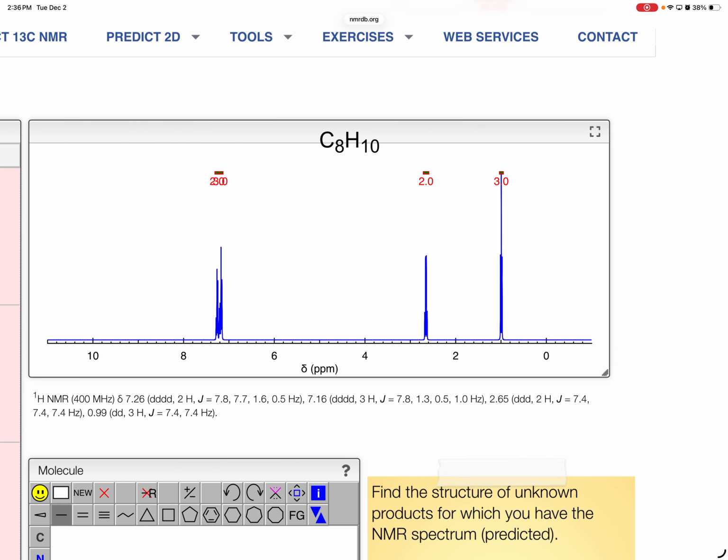All right. This is the level you can expect, okay? You also get IR, but I don't think IR will help you here.